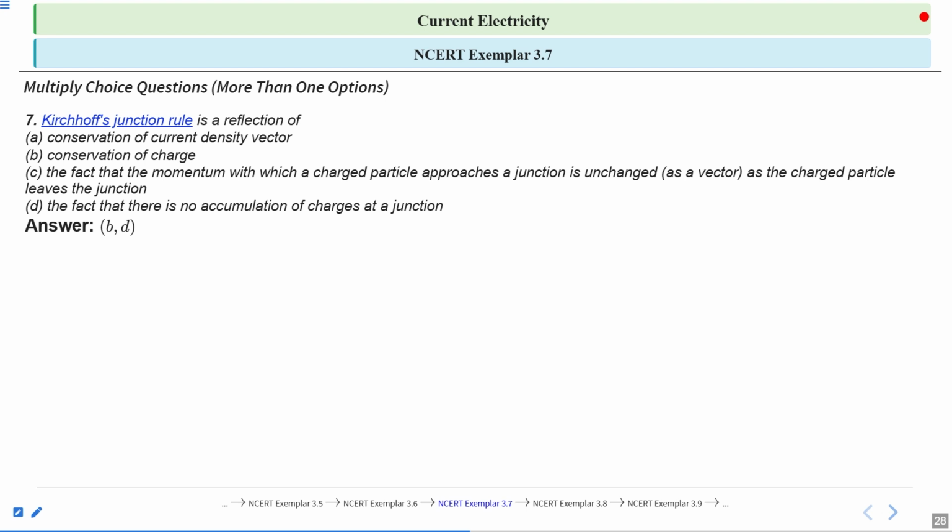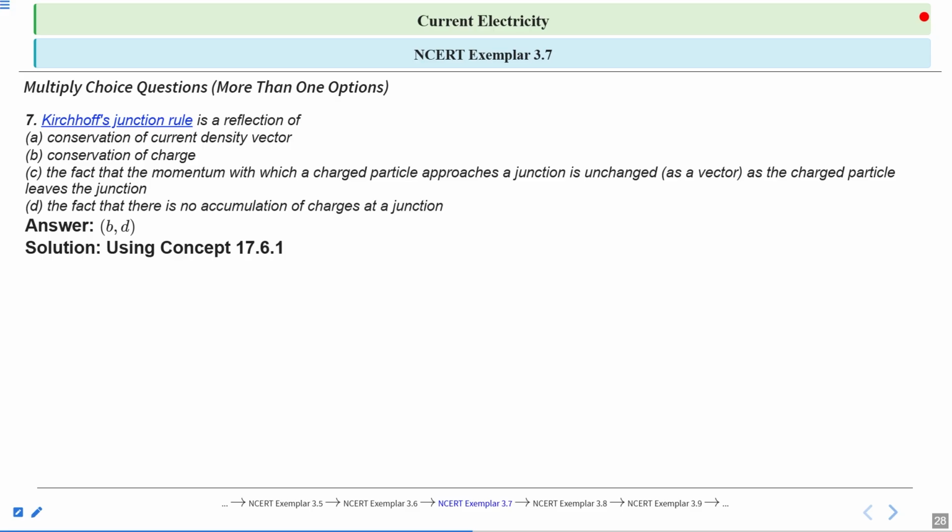If there is some accumulation of charges at the junction, it means that charges entering the junction and charges leaving the junction will not be the same. But it is the same, it is based on conservation of charge, so it represents that there is no accumulation of charges at the junction. So options B and D are correct.